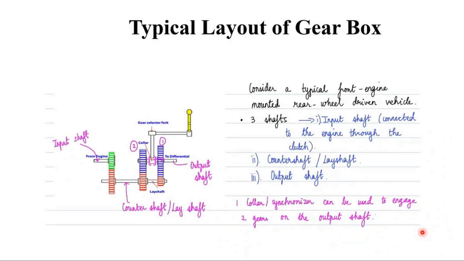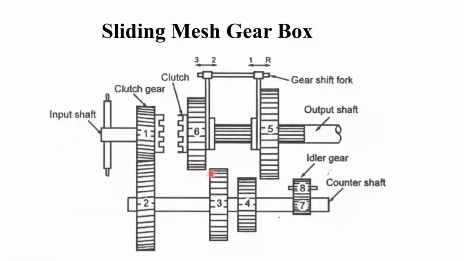In the case of synchromesh gearbox, we have a synchronizer which will help to engage the two gears on the output shaft. Whereas in the case of constant mesh gearbox, we have a dog clutch, and the gears are constantly in mesh with the output shaft. In the case of sliding mesh gearbox, the gears will be sliding over each other. We are going to see those different types of gearbox as well. The first is going to be the sliding mesh gearbox.